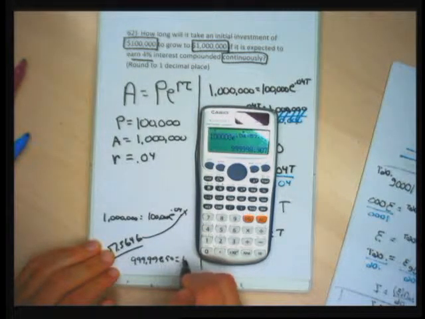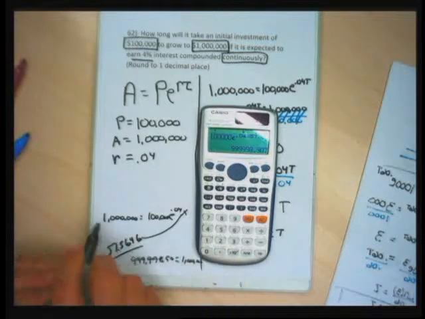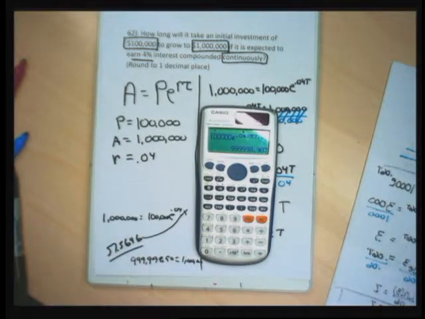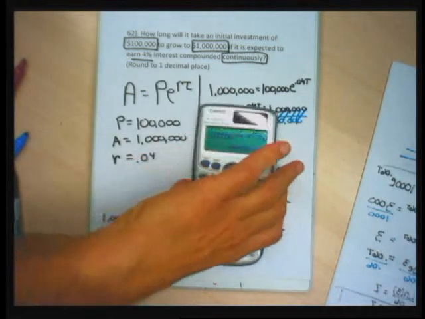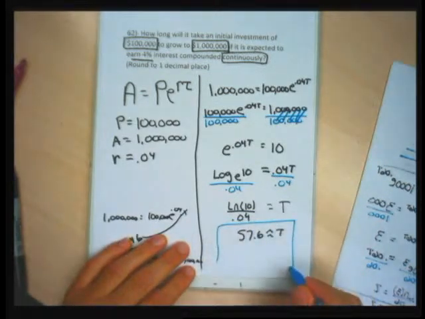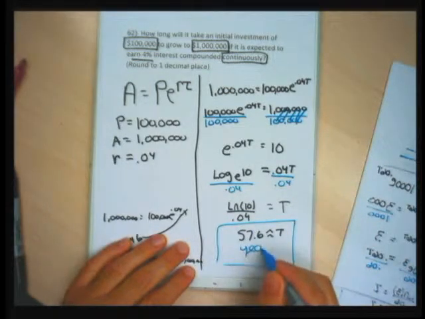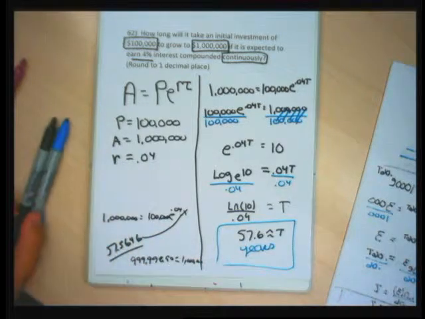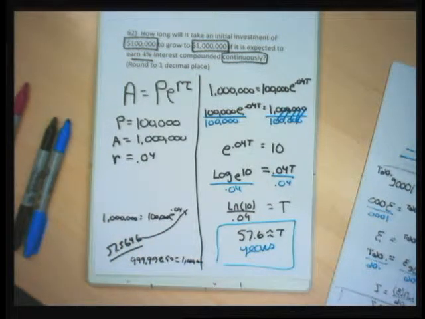$999,998.90, and that's close enough to $1 million for me that I think my checking is okay. It's only off by $1.10. If I would have carried more decimals, it would have even been more accurate. So my answer is about 57.6 years for my $100,000 to grow into $1 million.